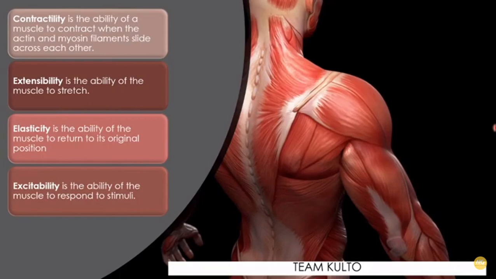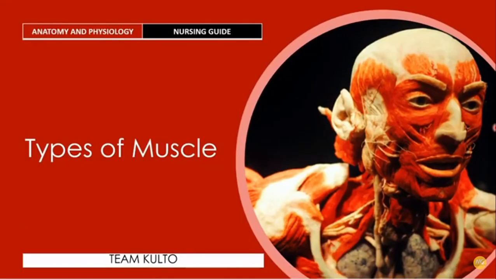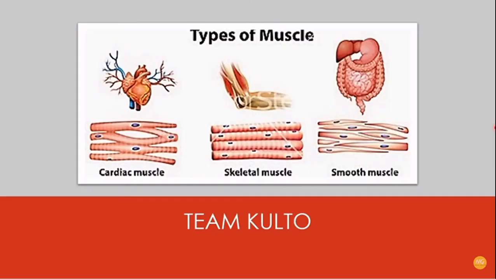And of course, lastly, we have the excitability. This is the ability of the muscle to respond to stimuli. Muscle movements occur in response to nerve impulses. And next, we're gonna talk about the types of muscle. We have the cardiac, the skeletal, and the smooth muscle.